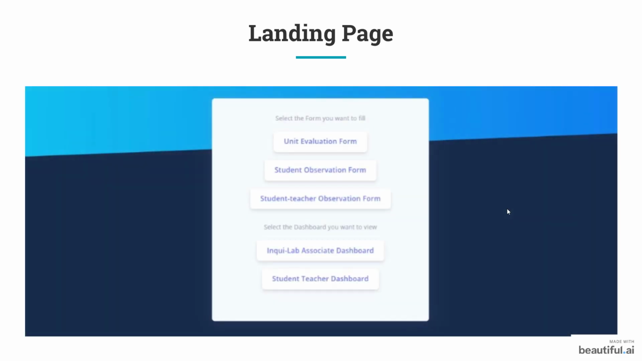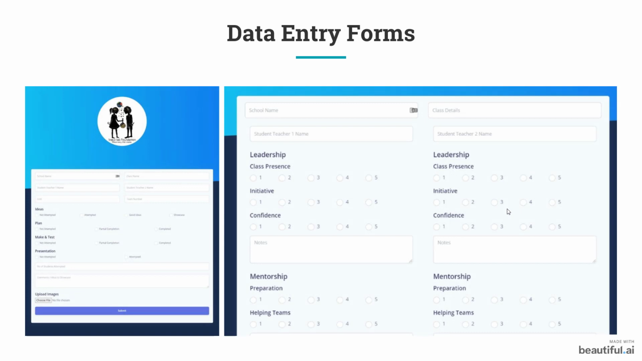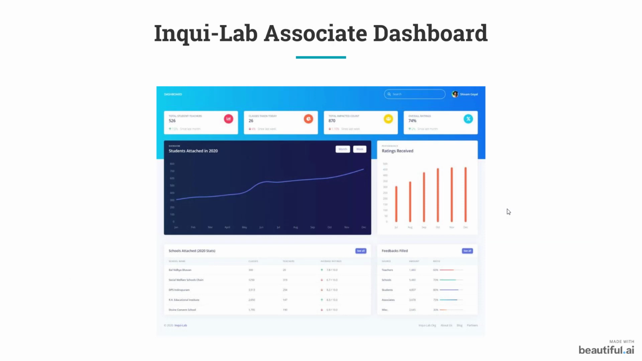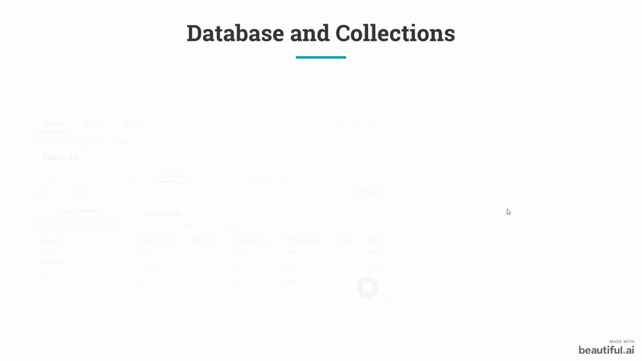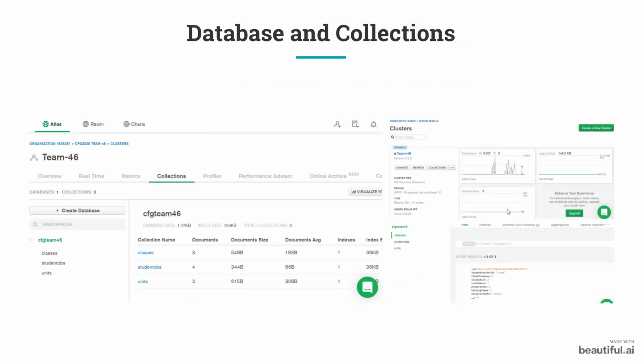Talking about the UI and how it looks, we will see a landing page that has options to fill out a form and go to the dashboard. Going to the forms, these are the forms in the demo. Thereafter, we have a dashboard. This is the dashboard I am showing currently for the InQLab Associates, where they can see the data in an aggregate manner. Talking about databases and collections, we use MongoDB for our database, and we created classes, schools, and all of those on the MongoDB database as well.